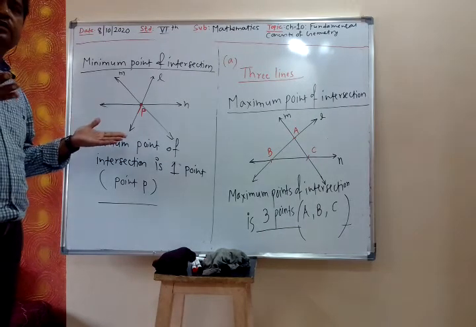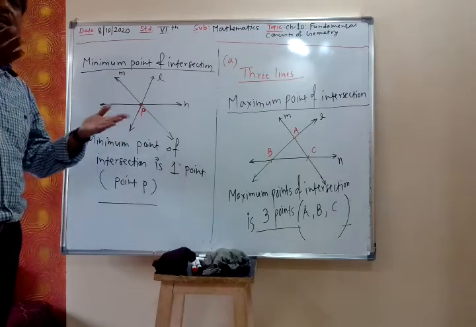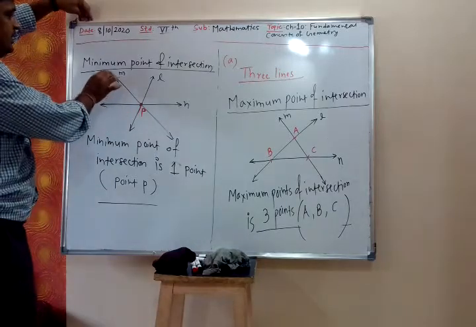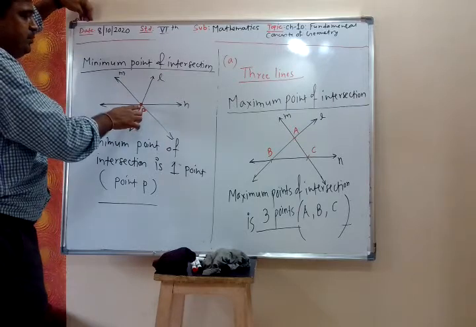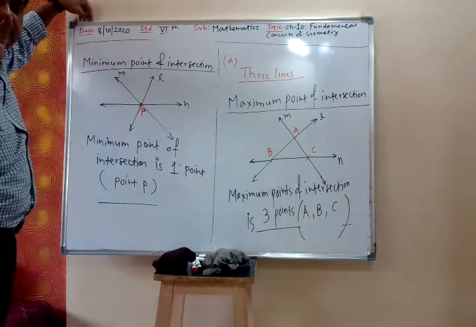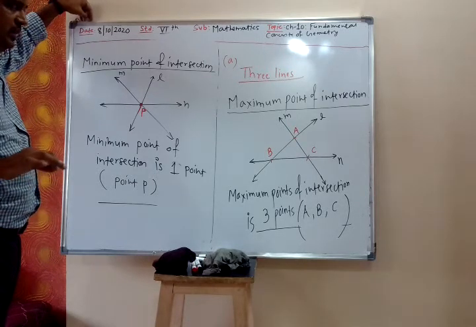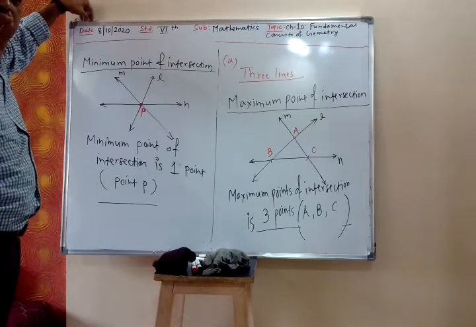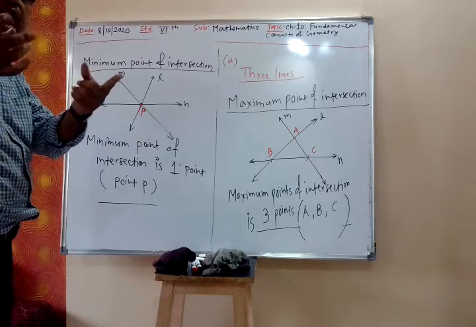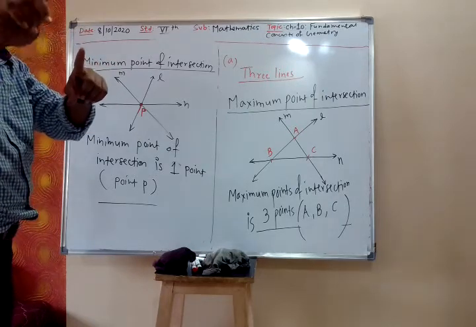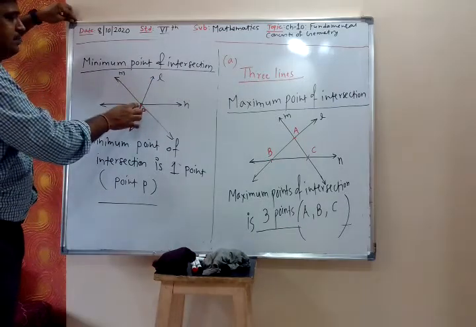We want to find the maximum and minimum points of intersection for 3 lines. For the minimum point of intersection, the lines L, M, N intersect each other at point P. So we have seen the definition of concurrent lines: 3 or more lines are concurrent when they intersect each other at one common point. So the lines L, M, N intersect each other at P.